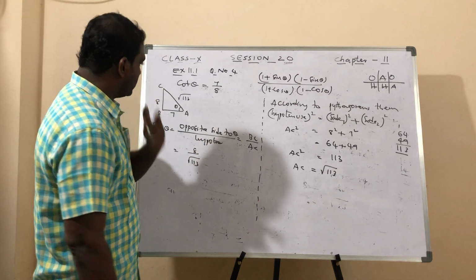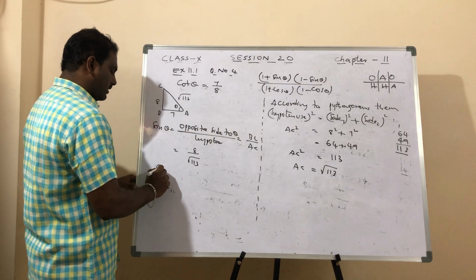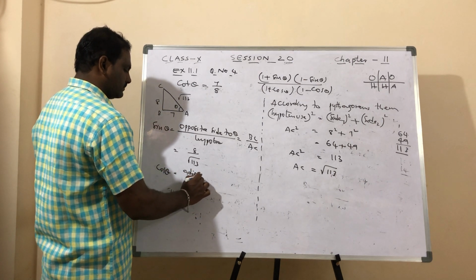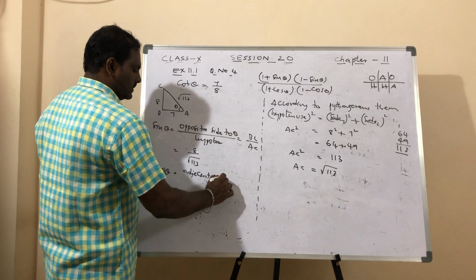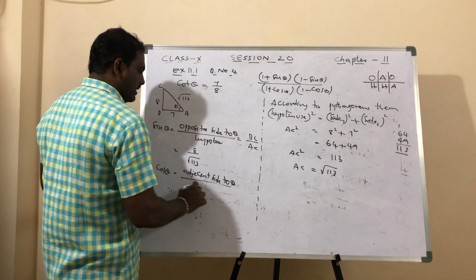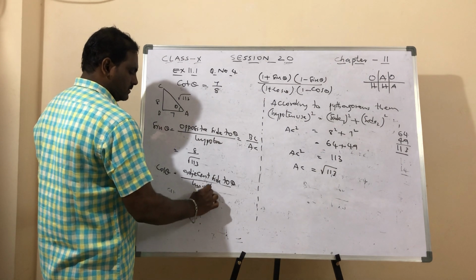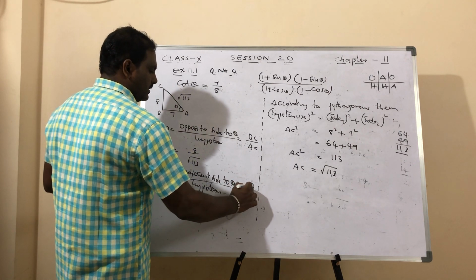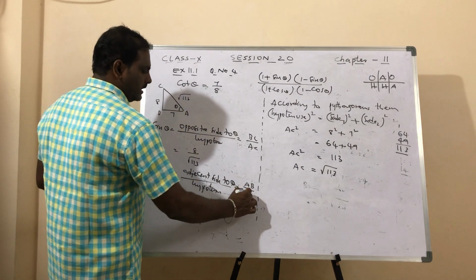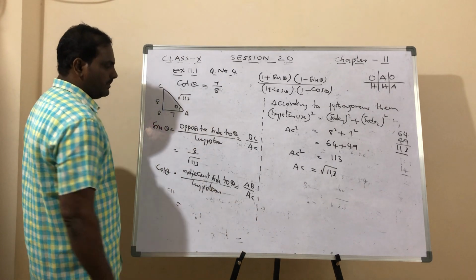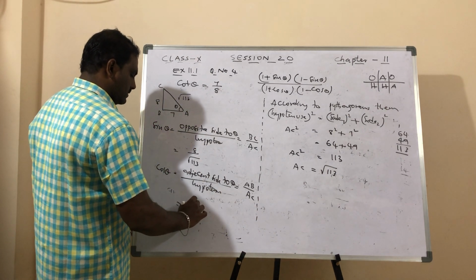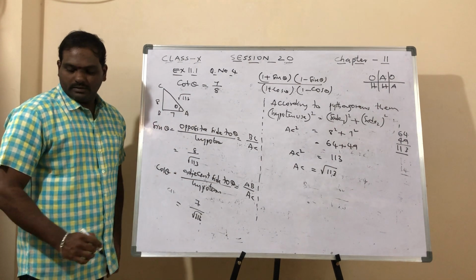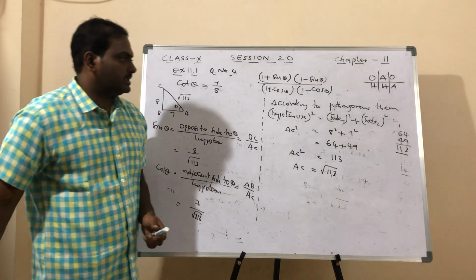This is sine theta. Next, I want cos theta. What is cos theta? Adjacent side to theta by hypotenuse. What is adjacent side to theta? AB. And what is hypotenuse? AC. What is AB? 7 by, what is AC? Square root of 113. So these are the values of sine theta and cos theta.